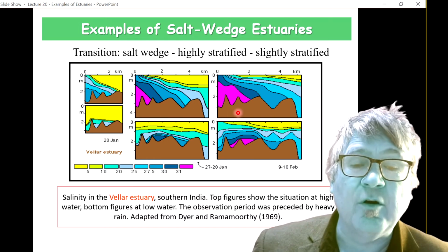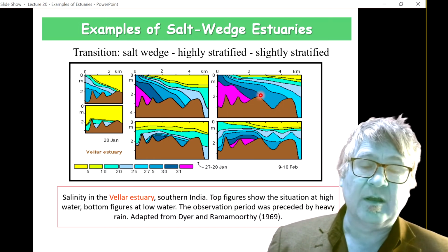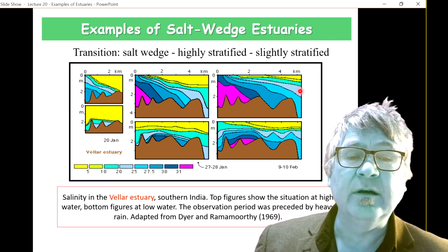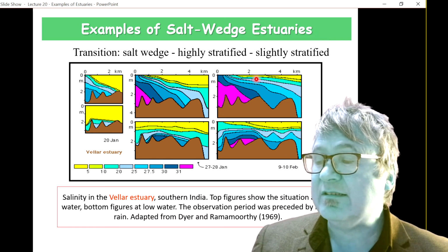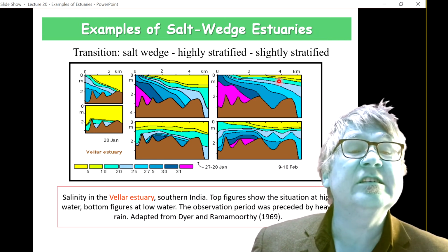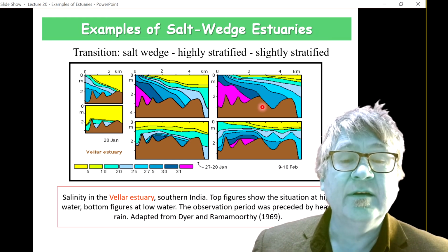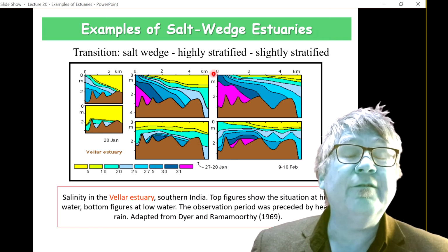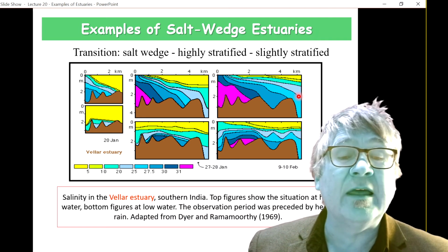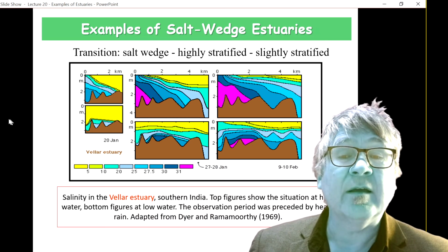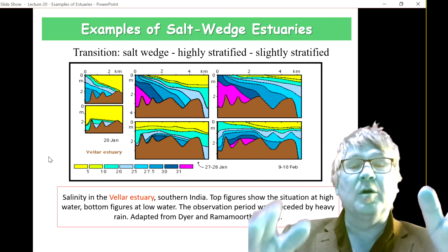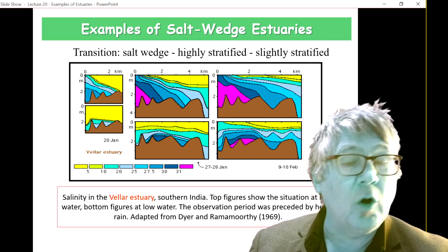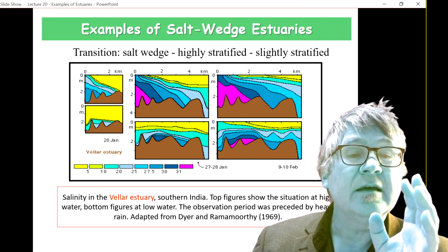And then as you move further on, another 2 weeks later or so, you can see that most of the system is now filled with seawater, and you can see some horizontal density difference developing in the surface layer. This is what we call a slightly stratified. So between the right and the left, you can see that there is a new delivery of seawater into the bottom layer of the system. This is a transition between a salt wedge, a highly stratified, and a slightly stratified estuary. This is what we call intermittent estuaries.